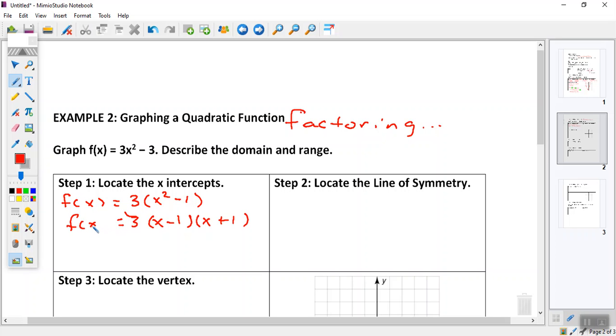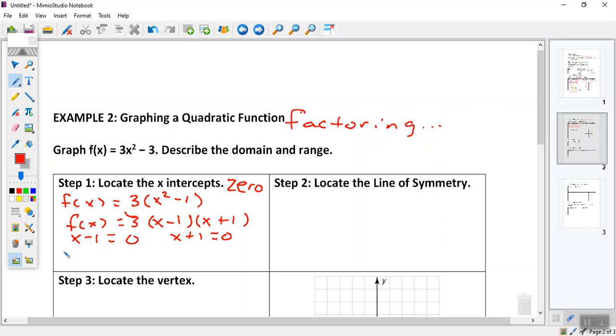This is kind of like intercept form now, kids, where I've got this a value up front of 3. I've got an x minus 1 and an x plus 1. We're going to take these two parts in parentheses, where I have x minus p and x minus q. If I'm saying x-intercept, what's another name for that? Zeros. So we're going to set those two sets in parentheses, x minus 1 equal to 0 and x plus 1 equal to 0.